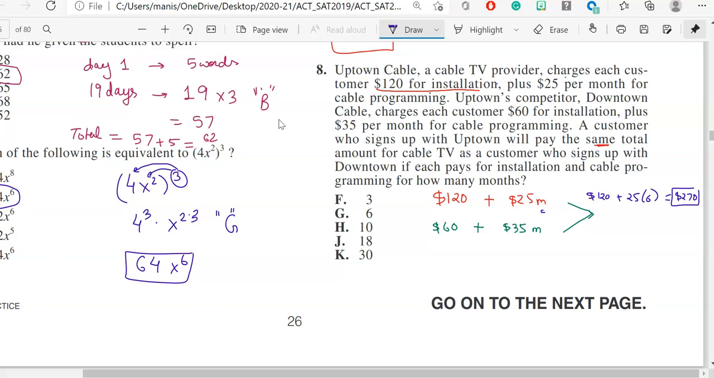Now, when I substitute in this one, if I end up with the same answer, 270, then I can say that after 6 months both customers will pay what? They will be paying the same amount. So what is 35 times 6? This is 210, plus 60 is 270. So as you can see, after 6 months both customers will pay the same amount for the cable charge.